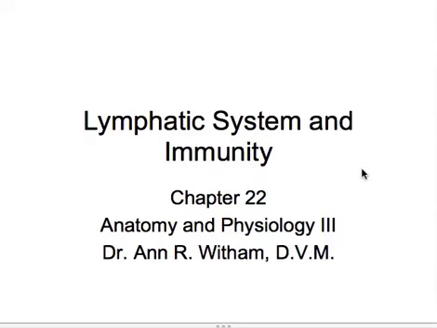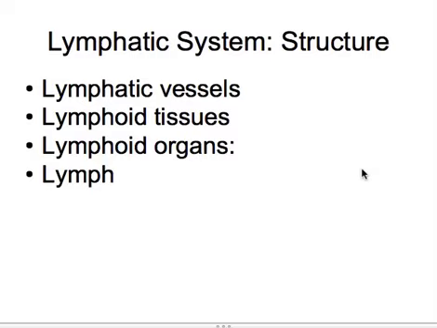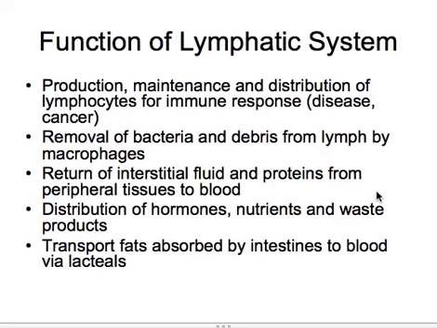Lymphatic system and immunity. This is the first part of this chapter 22. And so again, the basic structure of the lymphatic system is that it consists of vessels, tissues, organs, and lymph, which is the actual fluid. So we'll go through these little by little.